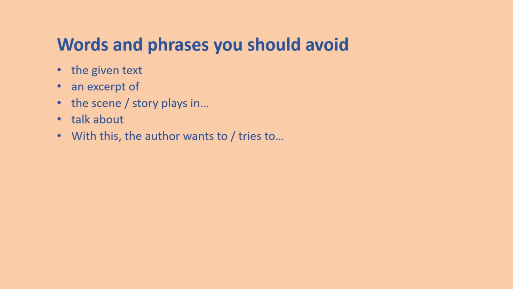"With this, the author wants to" or "tries to." Don't be haughty, don't be somebody who looks down on the author and says, oh look, Shakespeare tried to do something, but he didn't really achieve it, did he? That's not what you want to say. Simply say what the author does. Never say he tries to or he wants to do something.